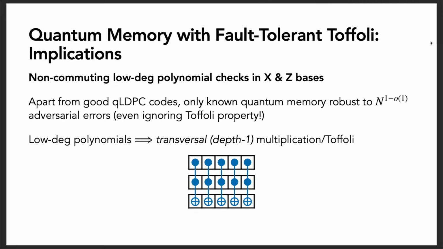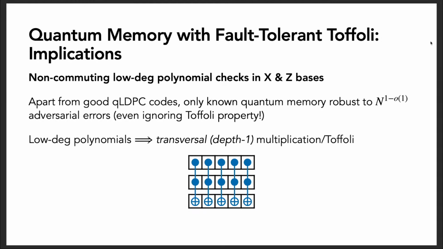And even if you ignore the Toffoli property, I think this is already a really interesting memory because, as I mentioned before, the only known linear distance quantum memory previously was these good quantum LDPC codes. This is a second construction of a quantum memory that's robust to a lot of adversarial errors, which alone is a pretty interesting object.